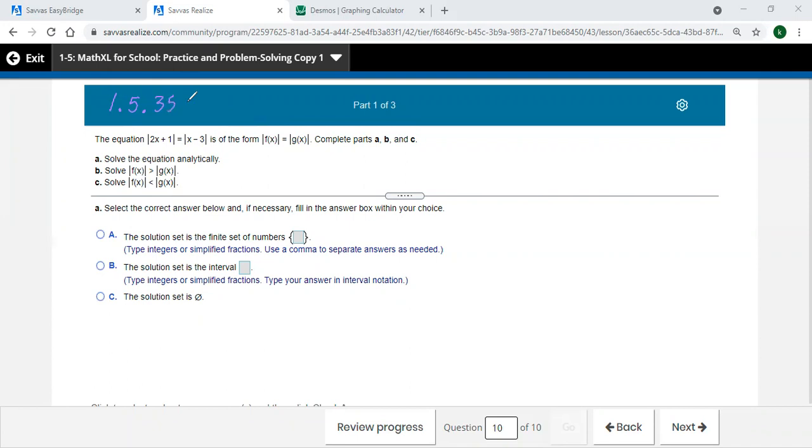And this has, oh my goodness, what are the chances I'm going to get all these right without making a mistake? Not very good. Part 1 of 3. All right, so we're on A. Solve the equation analytically. I think that means we're supposed to try to do analysis to figure it out.